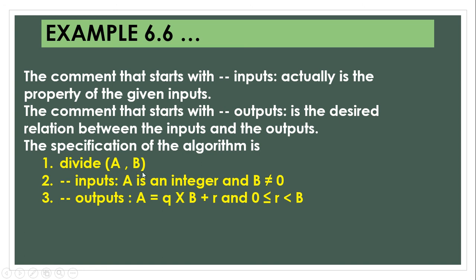So what property do we have in division? What should the value of A be? It should be an integer. And the value of B should not be 0, because we cannot divide any number by 0. Then this is the property of the input variables.